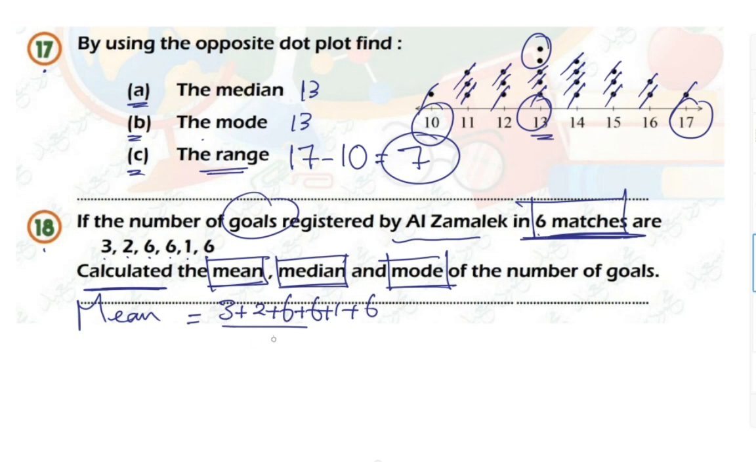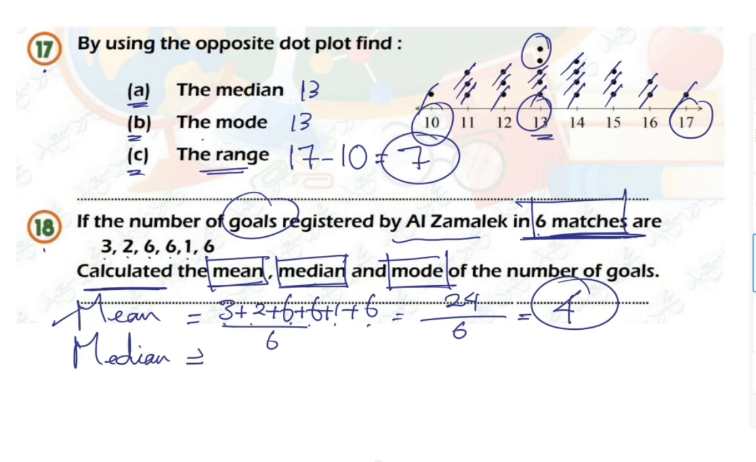6 matches. Now add 3 plus 2, 5, plus 6, 11, plus 6, 17, plus 1, 18, plus 6, 24, over 6 equals 4, because 4 by 6 equals 24. That means the mean value is 4.